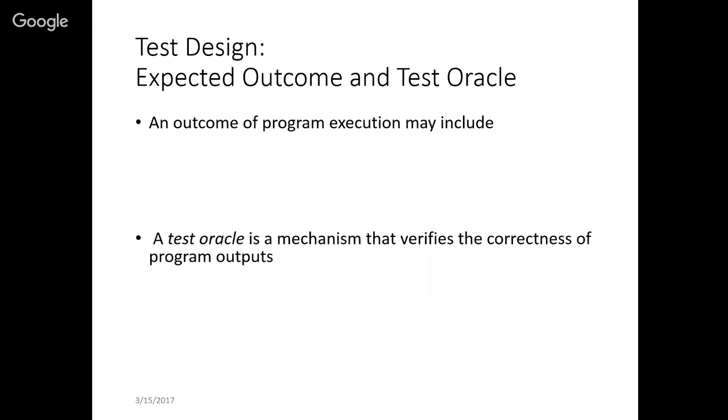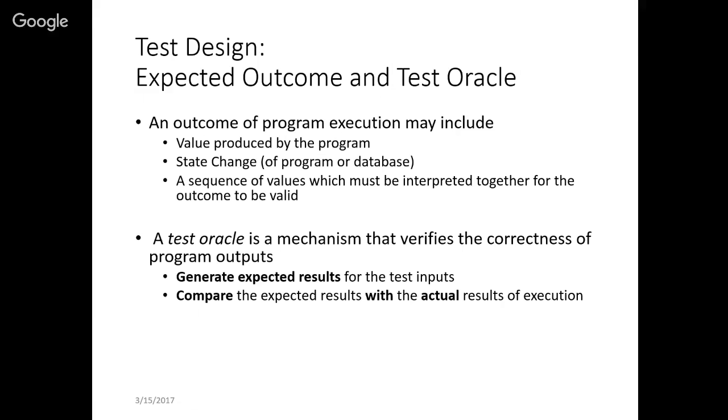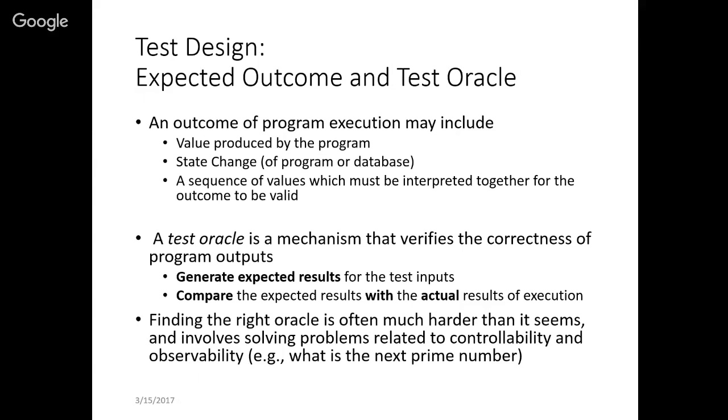Test oracle, okay. So the test oracle is the mechanism that verifies the correctness of program output. The outcome can take different values. It can be a value produced by the program, a state change, as we explained before, or a sequence of values which can be interpreted by the program or by a postfix maybe. And the test oracle can generate expected results, and we use it to compare with the actual results in order to say pass or fail.